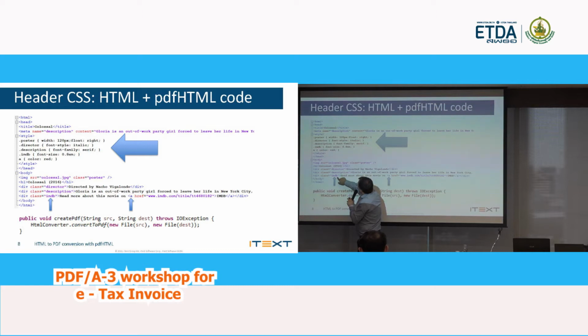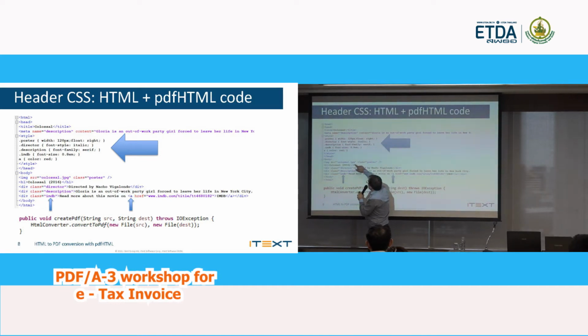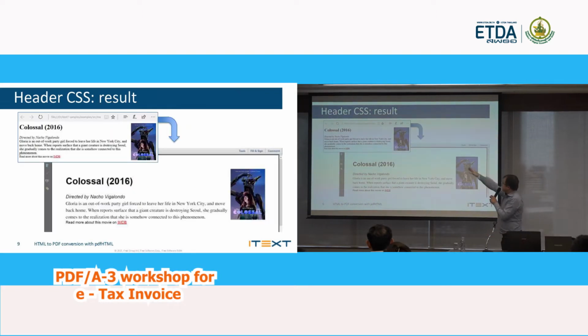We just say IMDb, well, font size, description. We have a font family that has changed. And for the link, we changed the color. So very simple. We have our HTML.